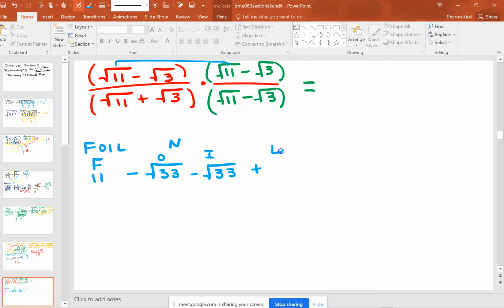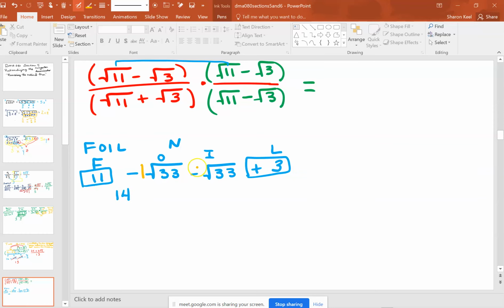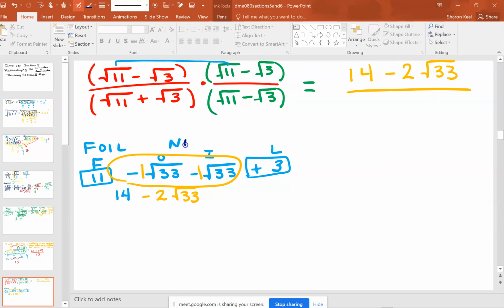Now I want to combine like terms. So 11 plus 3 gives us 14. You don't see the number here, but there's an understood 1 here and here. So when we combine these two, that's negative 1 minus 1, that's minus 2 square root 33. So my new numerator is 14 minus 2 square root 33. That's where I FOILed the numerator. Now we're going to FOIL the denominator.